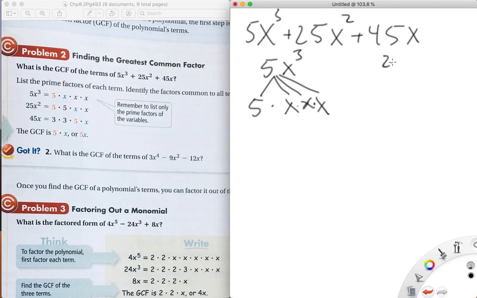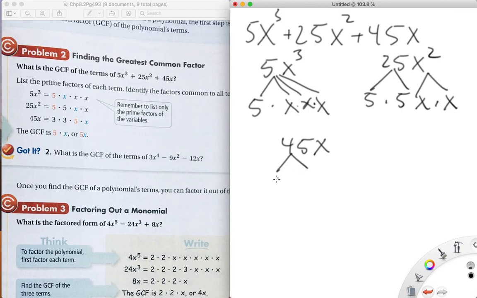Then we have 25x squared. I could break down 25 into 5 times 5, and then I can't break it down any further. I could break down the x squared into x times x, and then I can't break that down any further. And then 45x, I can break the 45 into 9 times 5. Then I can break that up into 3 times 3, and I can't break that up any further, and then I can break out the x to just x.